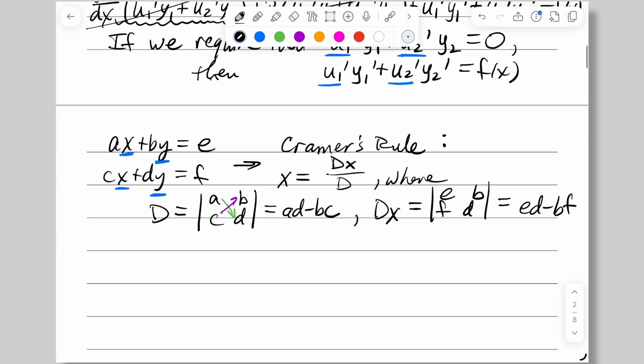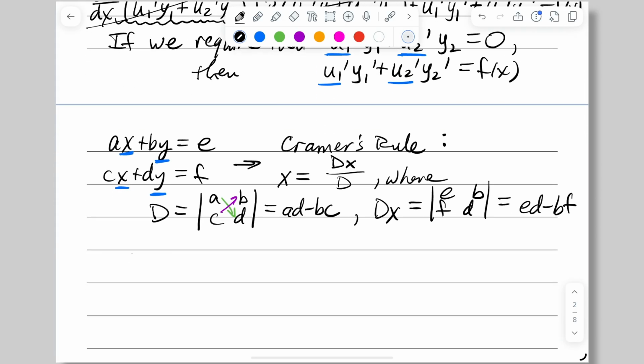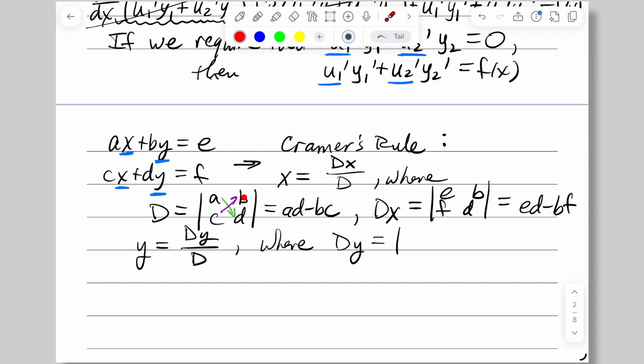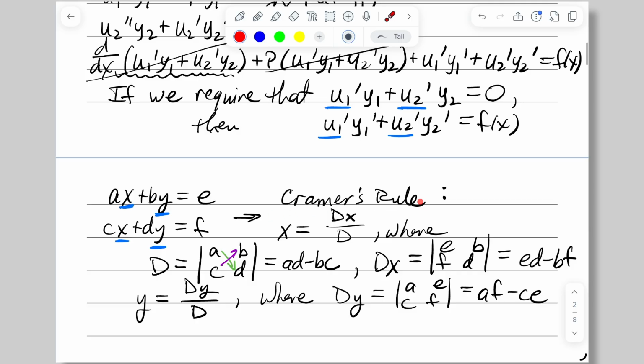And I don't want to get too far into the rest of this, but I'll tell you that y, well, I guess this is the rest of it, is equal to dy over d, where d is the same as before, the coefficient determinant, and dy is equal to what we would get if we took d and replaced the second column, that's the one associated with y's, using this e and f: a, e, c, f. And of course, that's af minus ce. Again, if you want to really research Cramer's rule, that's what you search for.